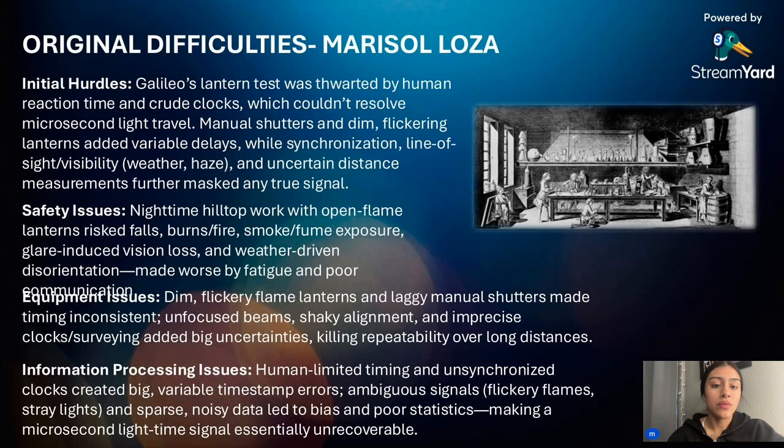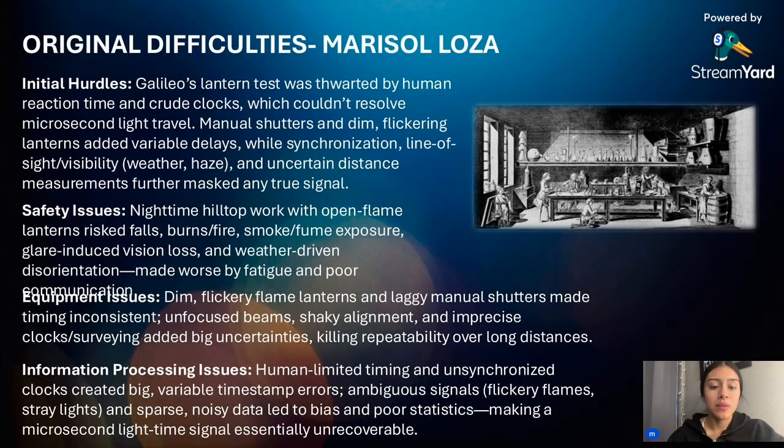Nighttime hilltop work with open-flame lanterns risks falls, burns, fire, smoke, fumes, and exposure. Glare-induced vision loss and weather-driven disorientation, made worse by fatigue and poor communication. Equipment issues. Dim, flickering flame lanterns and laggy manual shutters made timing inconsistent. Unfocused beams, shaky alignment, and imprecise clocks added big uncertainties, killing repeatability over long distances. Information processing issues.